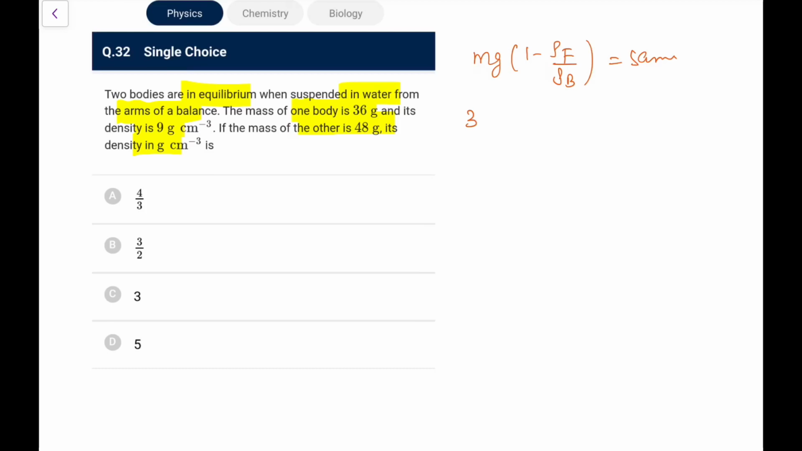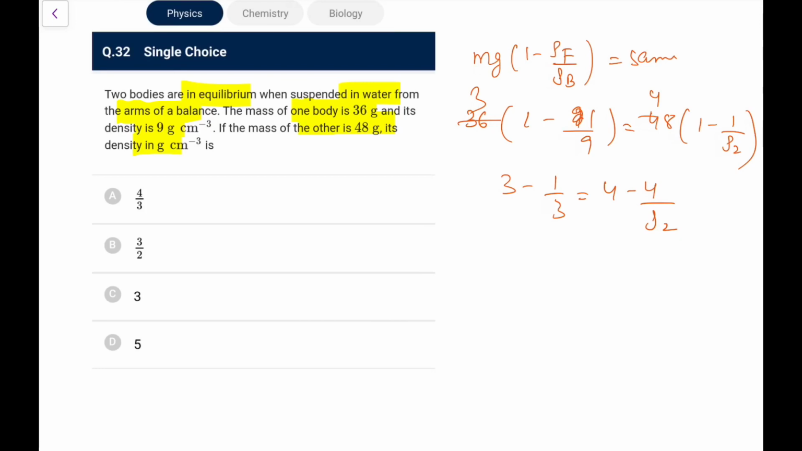So what we have, this is 36 gram, that g will be cancelled out, so I'm just writing 36, 1 minus density 9 upon rho of fluid, so sorry, rho of fluid is 1, since it is water, so 1 by 9 I am writing, and here it is 48, 1 minus 1 upon rho of the other body, rho 2 I can write. This is 3, this is 4, what I get, 3 minus 1 by 3 is equal to 4 minus 4 by 4 rho 2. So if I take that, 4 minus 3 would be 1 plus 1 by 3, and this would be 4 by rho 2. So 4 by rho 2 comes out as 4 by 3, so rho 2 comes out as 3 for sure. So option C would be the answer here.